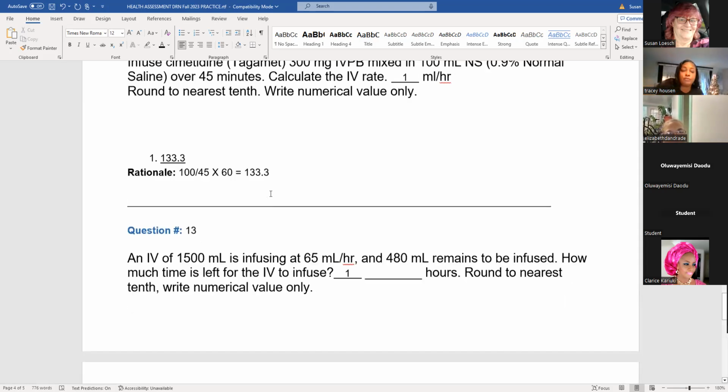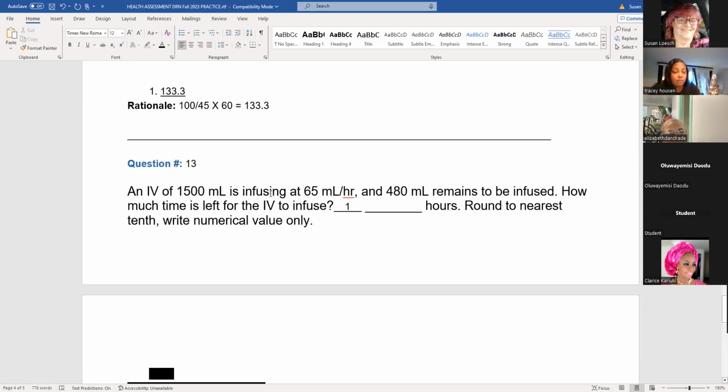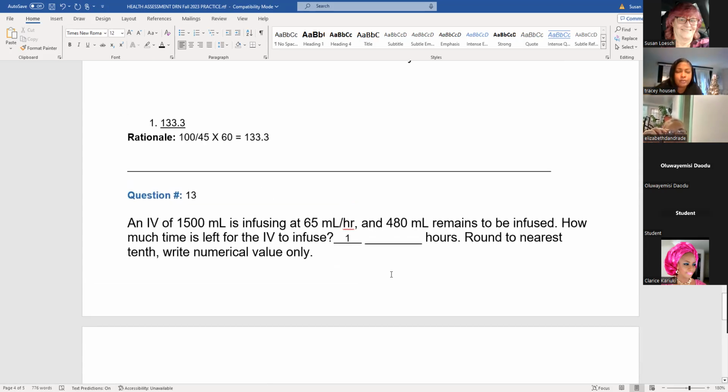All right, next one we're doing is number 13. And this is asking how much time is left for the infusion. Okay?